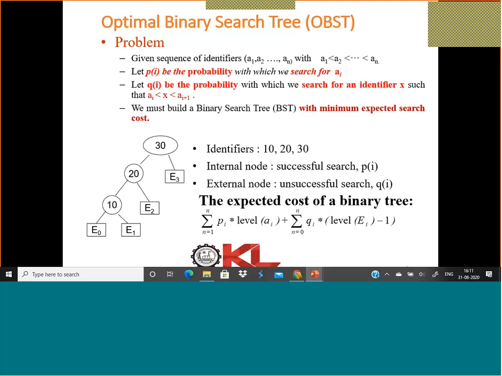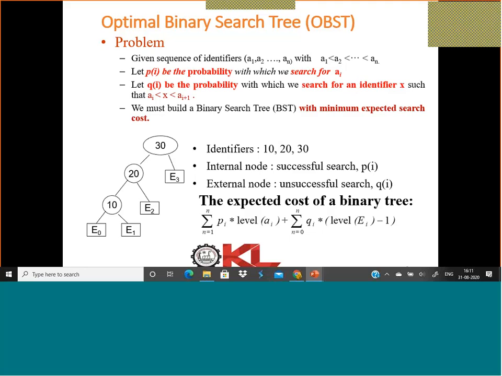It means for every key element that is there, I am giving a probability. The probability tells how frequently that element is accessed. That is what the probability of the key elements means.